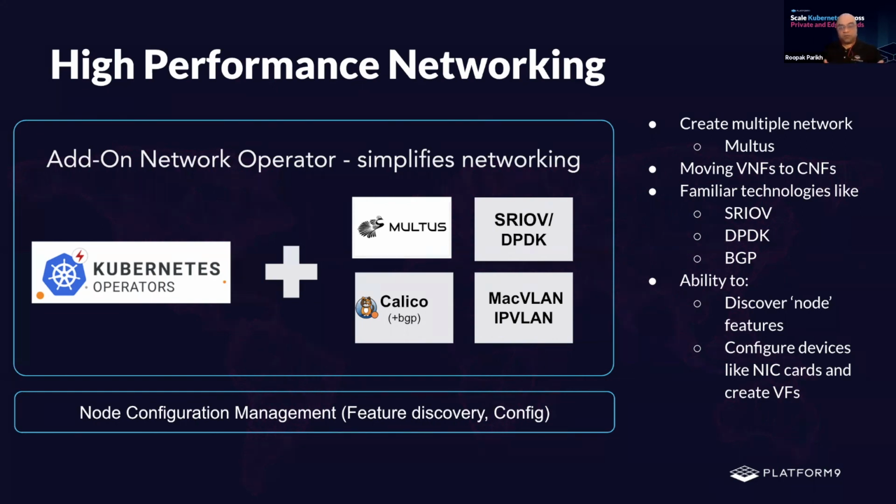Then we have SRIOV, which gives you multiple virtual functions on a physical network card. Intel and Mellanox are leading the pack there, so they provide that functionality. The challenge is to obviously expose those to the container. Then you have other technologies which are coming up. BGP is becoming very popular. Calico is leading the charge there. So depending upon the workload, you may need that.